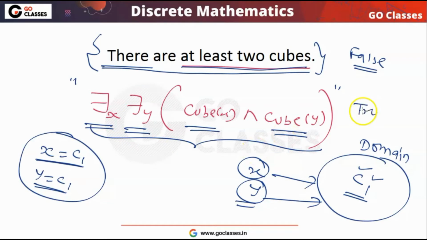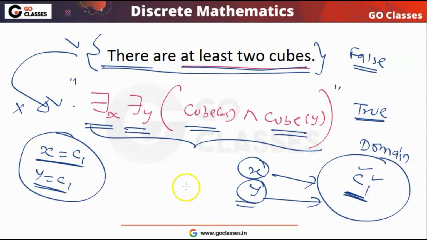So you can notice that when there is only one cube, we don't have two cubes. There is only one cube. In this scenario, this English statement will become false, but our first order logic expression will become true. So we can say that this is not a correct mathematical expression for this English statement.